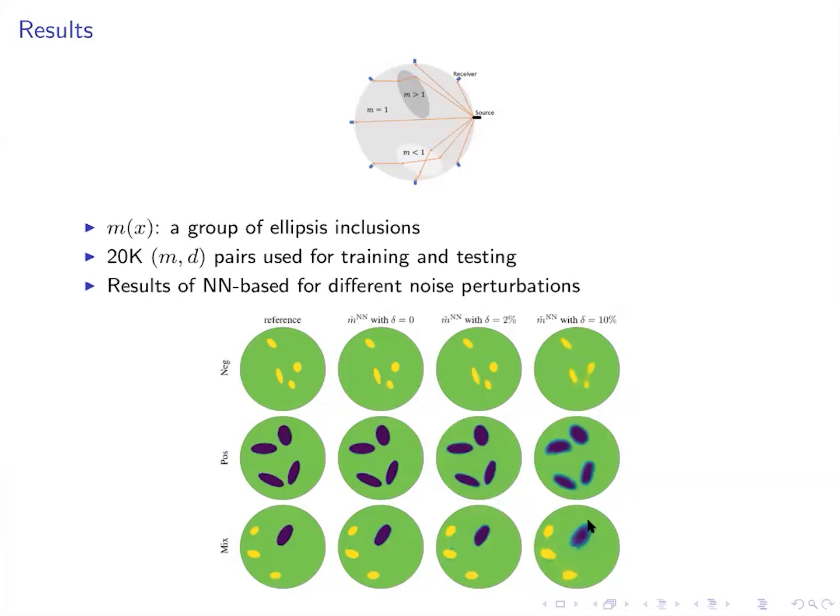The last column shows you that even with 10% noise in the measurement, we can still faithfully discover the location and the shape of all these inclusions. Even though the boundary becomes a little bit fuzzy, compared with the reference, we get the location and the shape accurately.